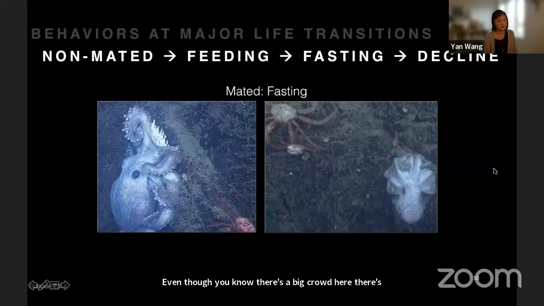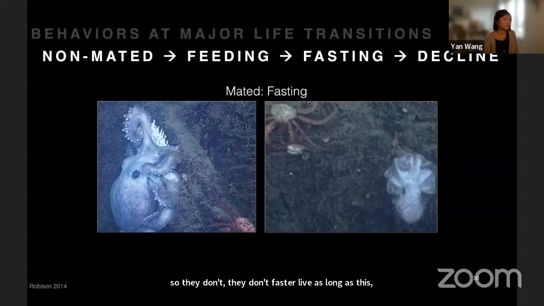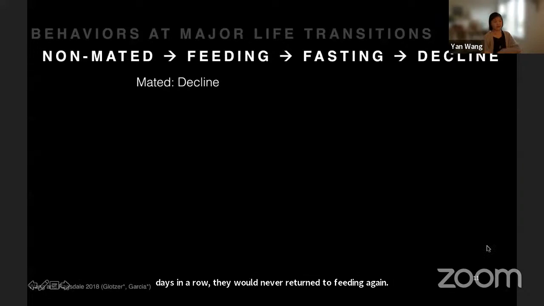So of course, this fasting behavior is very different from the previous two that I just showed you. Our animals are not deep sea animals, so they don't fast or live as long as this deep sea animal. But we did notice that if they fasted for 4 consecutive days in a row, they would never return to feeding again. The last phase was a new phase of maternal care too, and it's called decline.